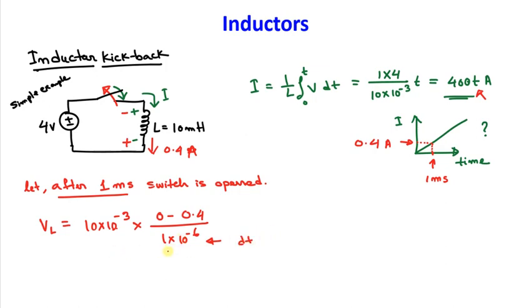This is the switching time. That means this much time is required to open the switch. Then if we substitute it and do a little bit of calculation, it comes out that this VL is 4000 volts, which is negative. It's a huge voltage, right?